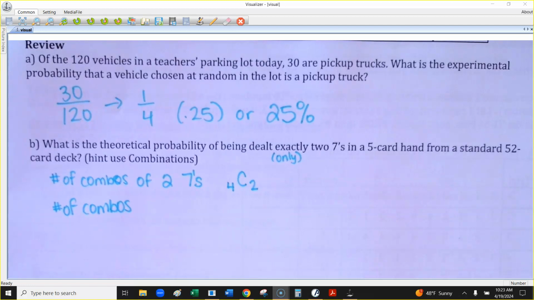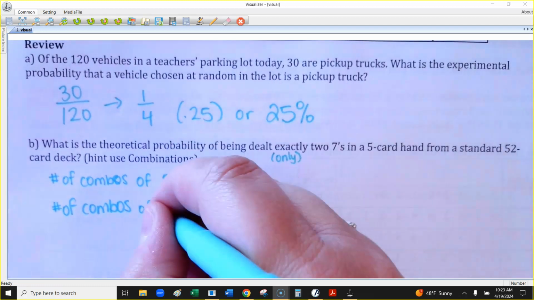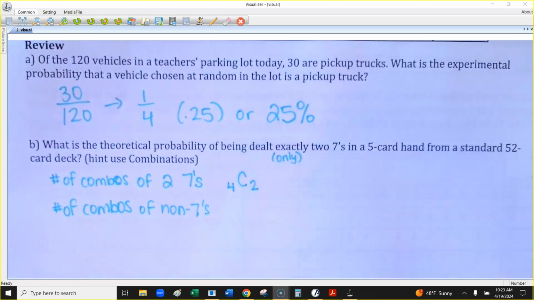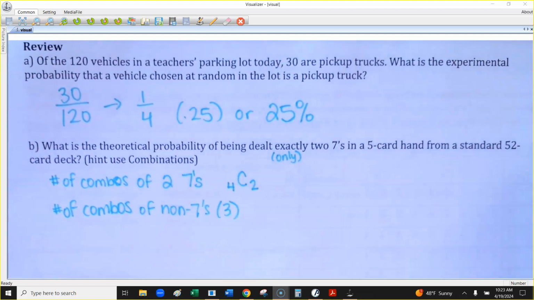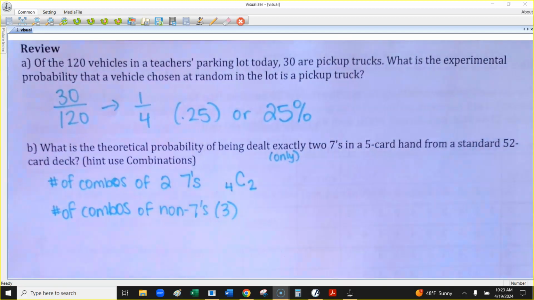Okay, now, the rest of the cards could be anything else, right? So I just want 2 7s in this hand. So if I have 5 cards in my hand, I need 3 more cards. All right, I need non-7s. Okay, and I would need 3 of those cards to fill out my 5-card hand. So how many, if I remove the 7s out of the deck of cards, how many cards would I have left?